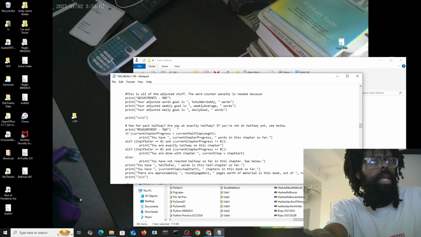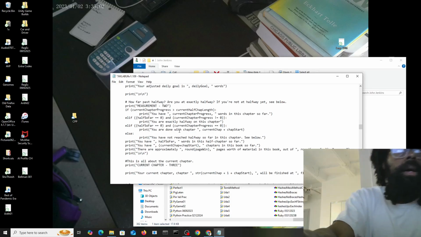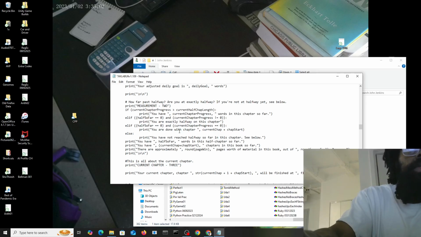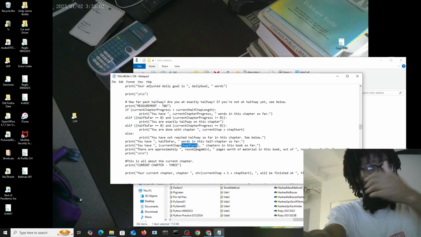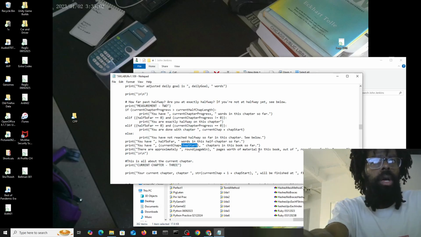So why don't I go down here and, okay, you have words in this chapter so far. You have current chapter plus chapter start chapter in this book so far. So I don't have to worry about the skipping chapters function skewing the words per chapter or the number of chapters per book, because I don't add the chap start until it's actually in the analysis.